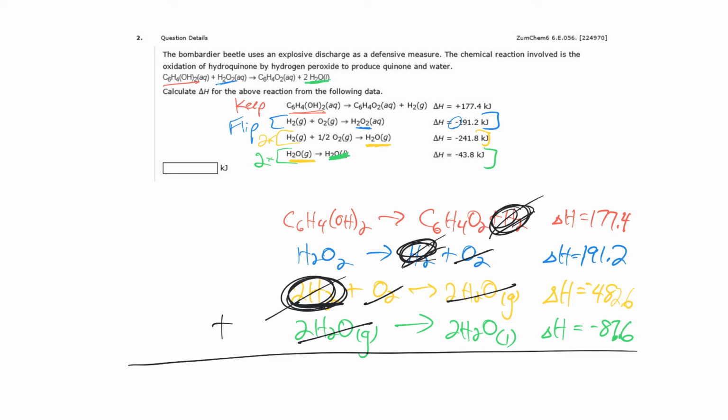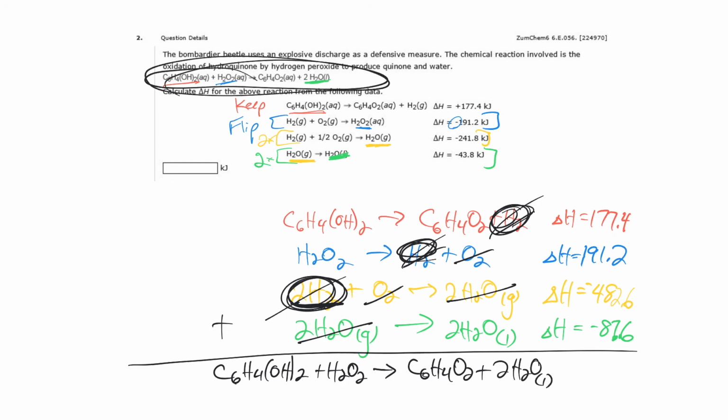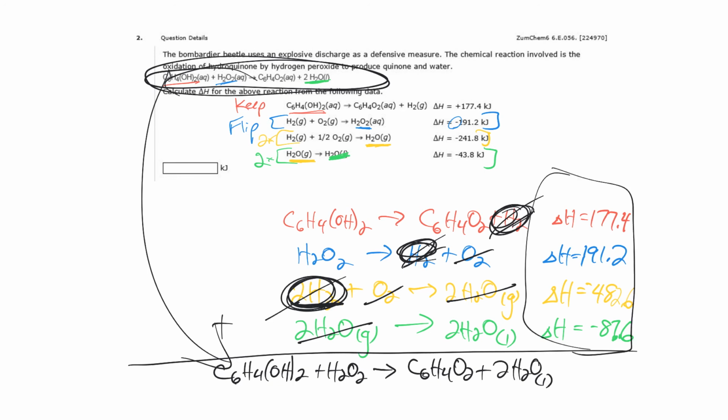What do we have left? Well, let's write that down. We've reproduced the original overall equation. What we've produced by summing up all of the reactions in the mechanism, after flipping and multiplying if necessary, is the overall equation. Now to get the final answer, simply add the manipulated delta H values.